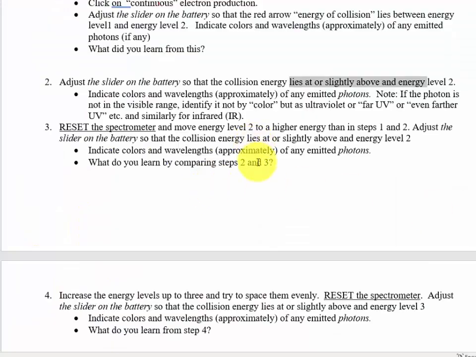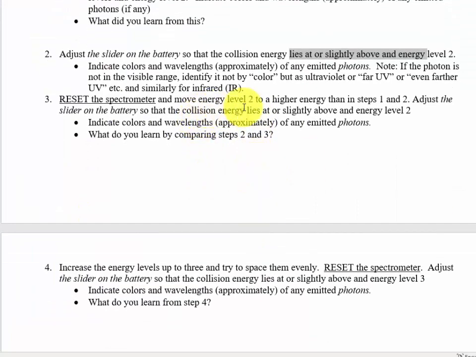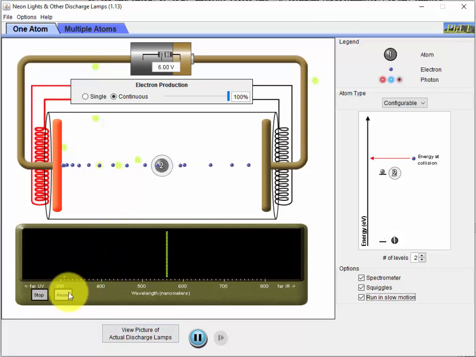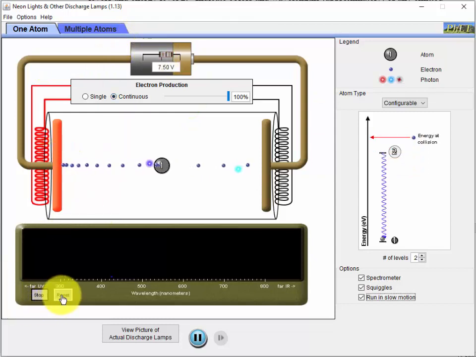Now what we're told to do is go ahead and increase the energy level and make sure the battery has enough oomph to excite this guy. So first I'm going to increase this, and I'll go ahead and increase this, and now I'm going to reset my spectrometer. And what you can see is as long as the electrons have enough energy, then we can excite the electron up to this energy level.